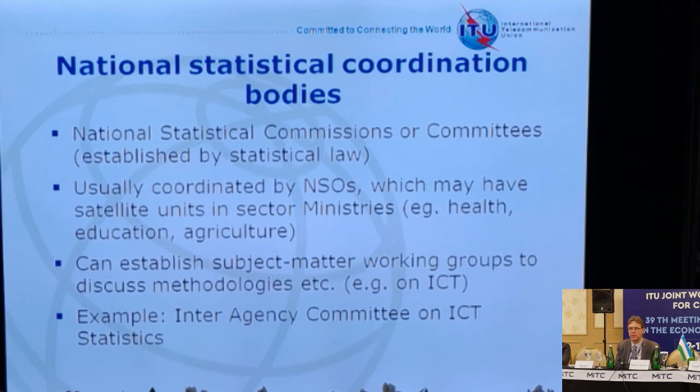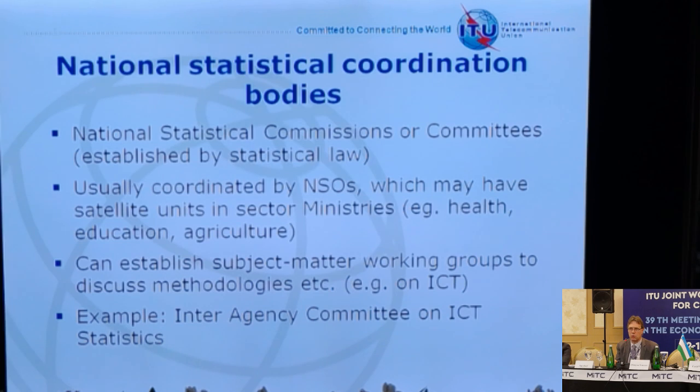So the strongest form is a national statistical coordination body that can be established by a statistical law. It's usually the statistical office, the NSO, that is the main coordinator, that has the lead role, and that coordinates and involves all the places where statistics are being collected. And it can be satellites within ministries. For example, the health ministry can have a unit that collects health statistics. Same for education, agriculture, so that needs to be coordinated to make sure that information is harmonized and not collected more than once.